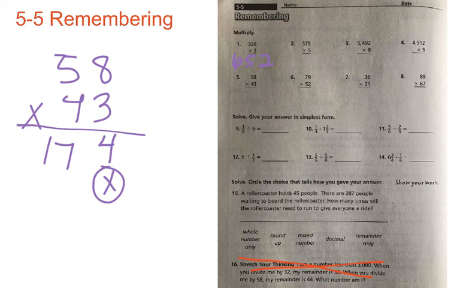4 times 8 is equal to 32. Put down your 2, carry your 3. 4 times 5 is equal to 20. Good.